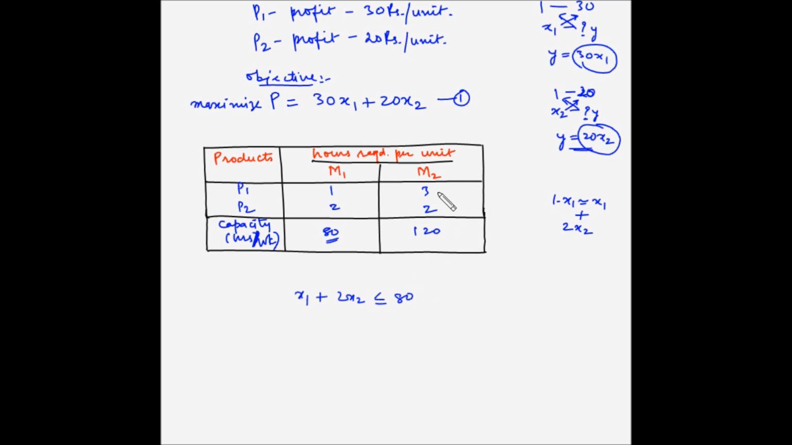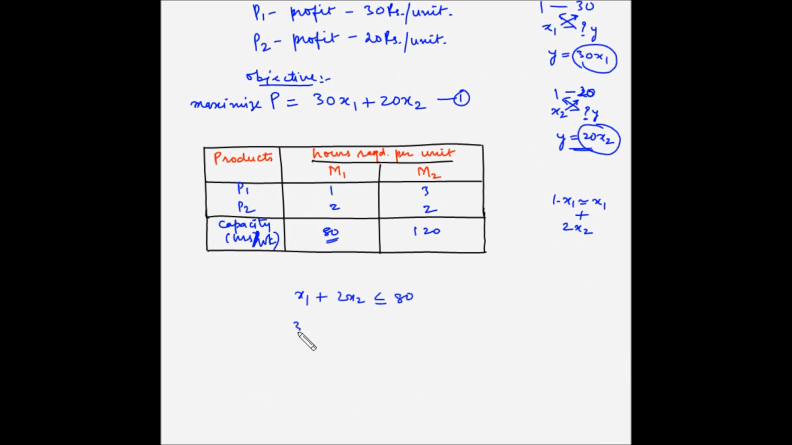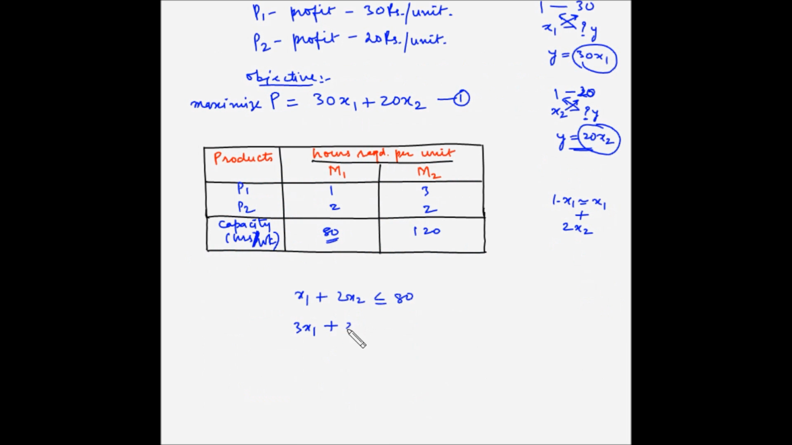Similarly for machine M2, each unit of P1 needs 3 hours on M2. So X1 units will need 3 times X1 hours on M2 plus now each unit of P2 needs 2 hours on M2. So X2 numbers of product P2 will need 2 times X2 hours on M2, and this should be less than or equal to 120. And also we'll have the constraint that X1 and X2 should be greater than or equal to 0.